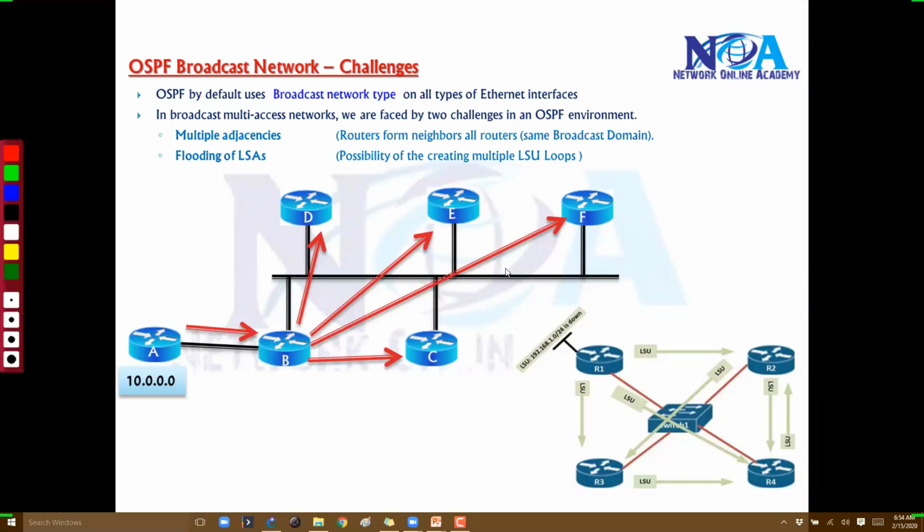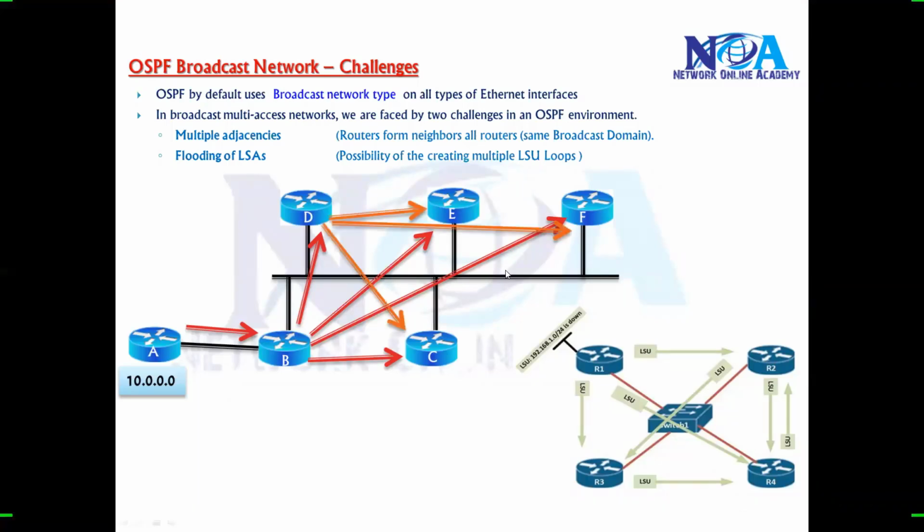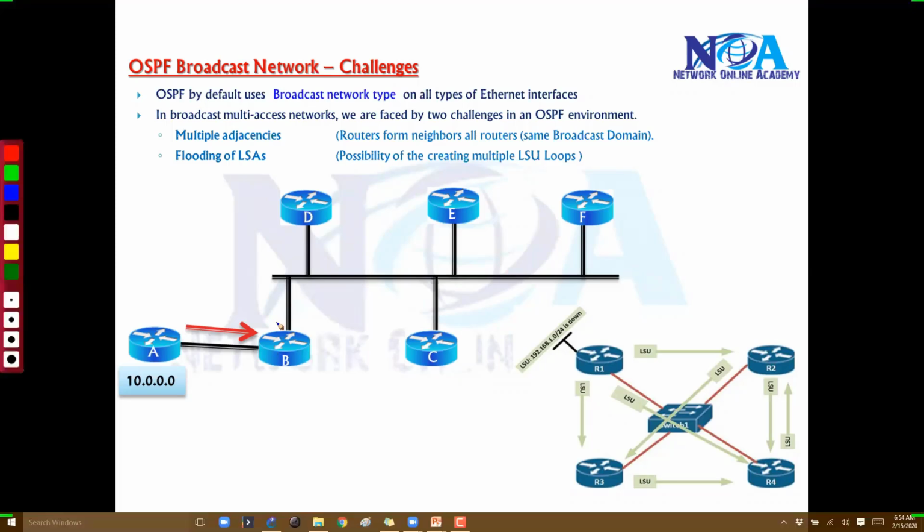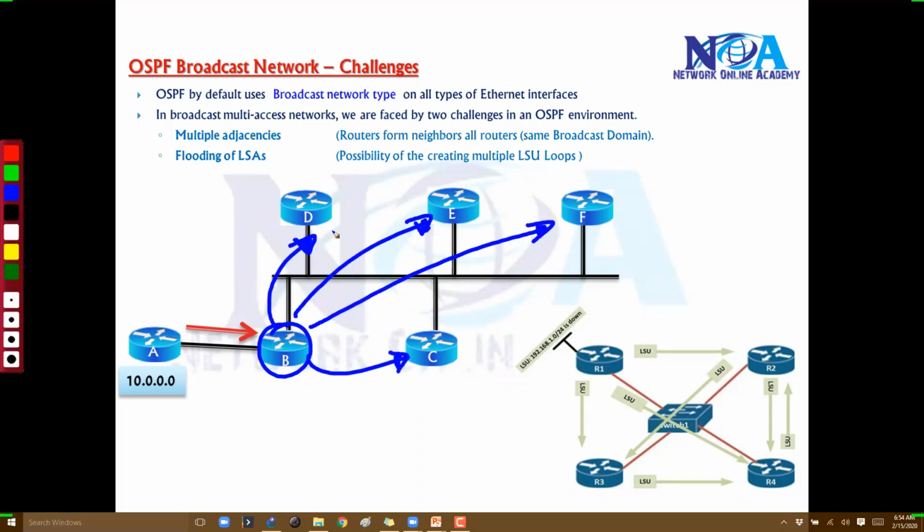Like here, let me draw and show you. So router B receives an update. Now B says, I got an update, I'm going to pass on this information to all my neighbors. So here, everyone is my neighbor because we all are on the same broadcast domain. Now once router D receives it, router D says, I got an update from router B, and my job is to update each and every other router, which means router D says, I'm going to pass on this update to every other neighbor.